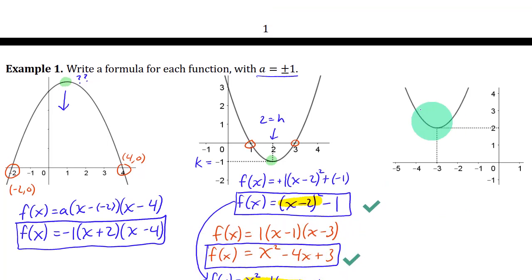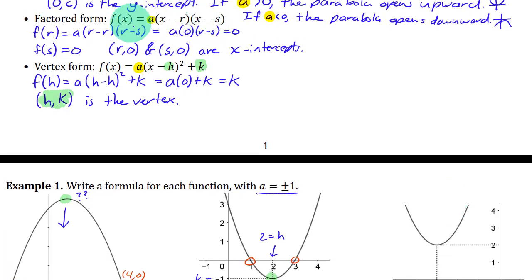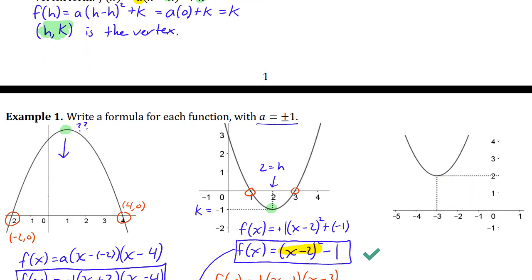Okay, this one, however, the third one here, has no x-intercepts. So that means it's not possible to write this one in factored form because there's no r or s. There's no value of x that makes the y equal to 0. So this one can't be written in factored form, but we do know the values of h and k. The h is the x coordinate of the vertex. So you have h equals -3, and you have k equals 2 there.